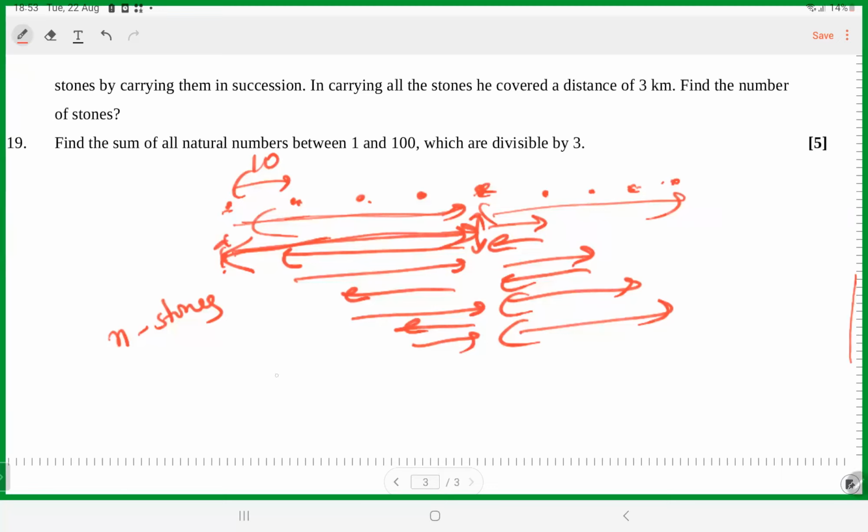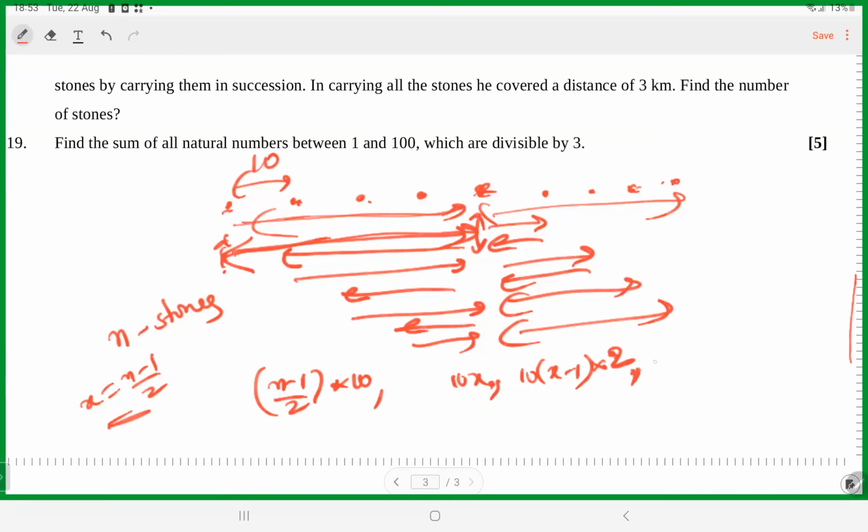So from here, the first one is n minus 1 by 2 into 10. But this is the first term. What's the next term? Take x equal to n minus 1 by 2. The first term is 10x. Next term is 10 into x minus 1. This we have to do two times, right? It has to come to the stone, take it and again go back. Then after that, 10 into x minus 2 into 2.